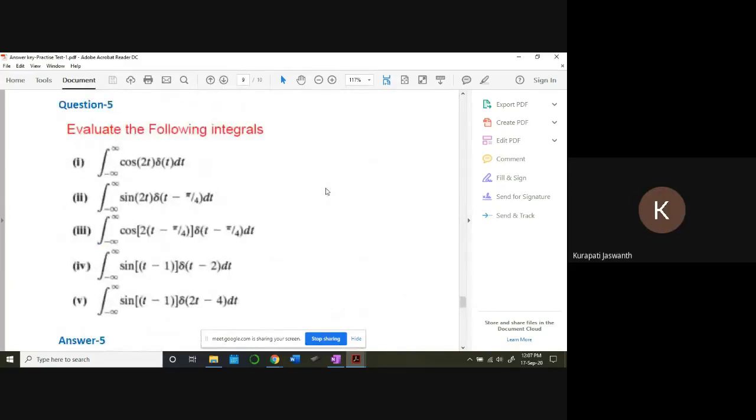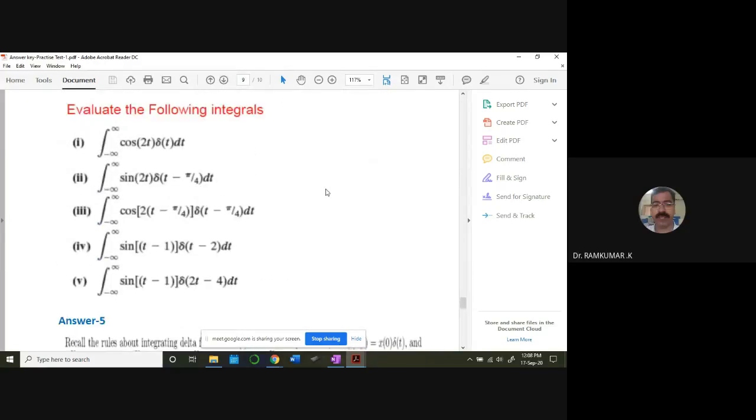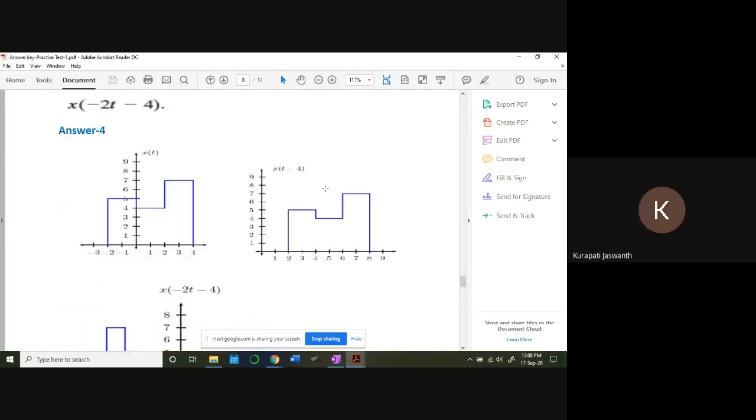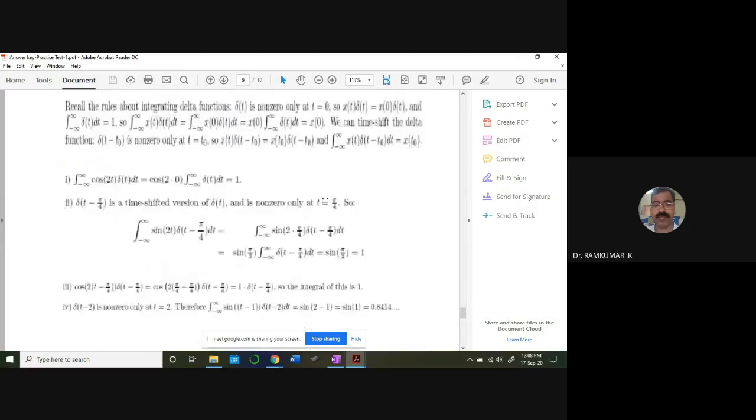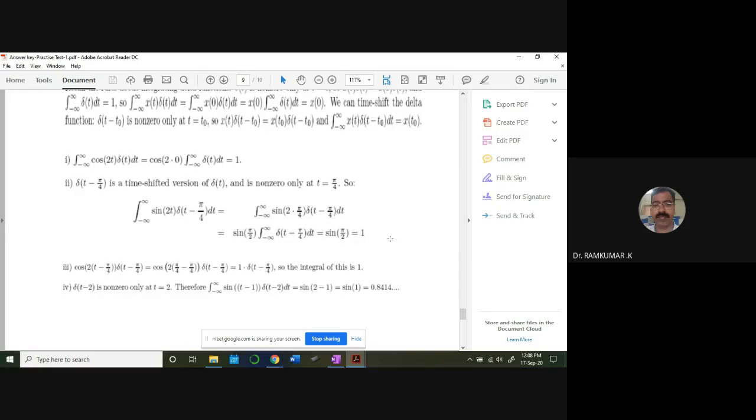Sir, in second question. Huh? Second question, sir. Yeah, second question is also the same manner. t delta t minus pi by 4 is a time shifted version of delta t, and it's non-zero only at t equal to pi by 4. So what happens? Sine 2 pi by 4 only you have to take. That's all. So sine 2 pi by 4 is sine pi by 2. The delta t minus pi by 4 value is going to be integrated to be equal to 1. So sine pi by 2 is going to be equal to 1. That's all. The same value.